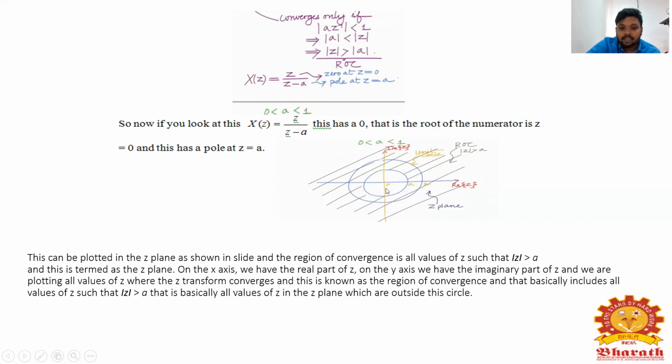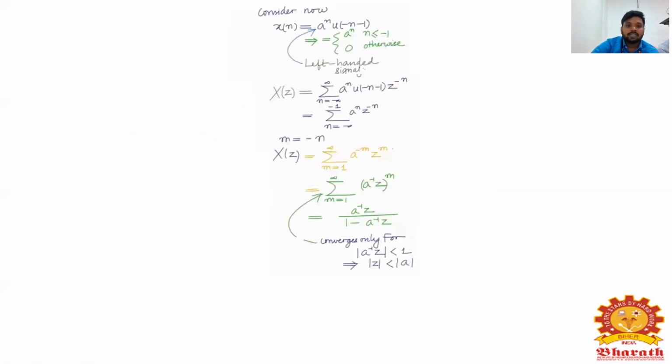I am taking the x axis as the real part of z and the y axis as the imaginary part of z. So you know that we have the range 0 less than a less than 1, so the ROC is |z| greater than a. For this ROC, we have basically all values of z in the z plane outside the circle. So I have plotted outside the circle. So this is the region of convergence for the z transform of a^n u(n).